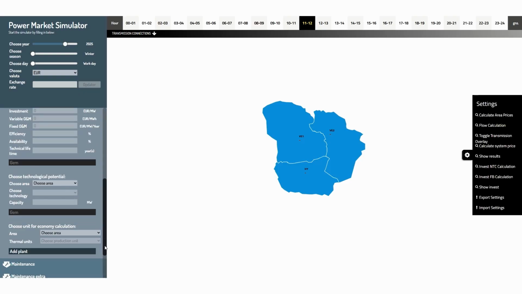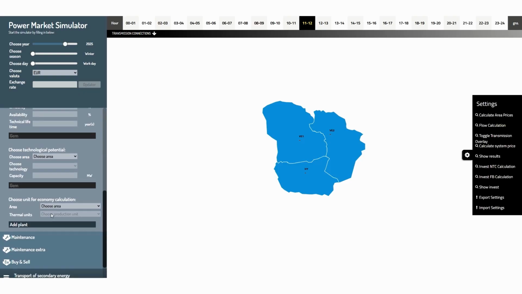And we should follow the economy for the solar plant. So I'll go here and say VE1, choose the unit solar, and add the plant. So now we will calculate the profit for this solar plant during the whole period. And now I click here on the two areas we will do the calculation for and start the calculation. It takes some time, so I'll make a cut in the video here.